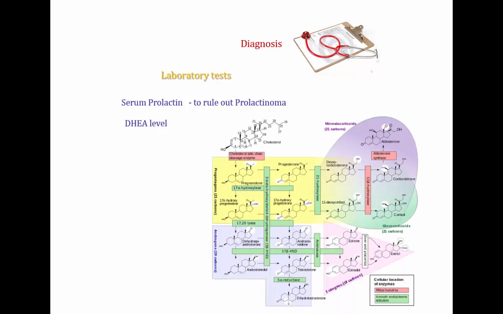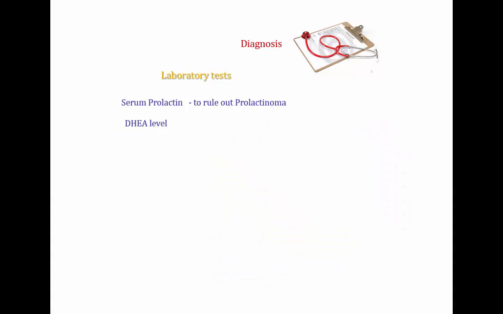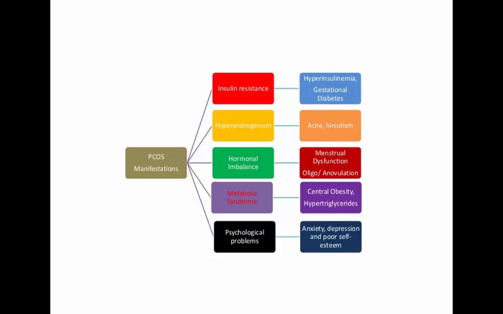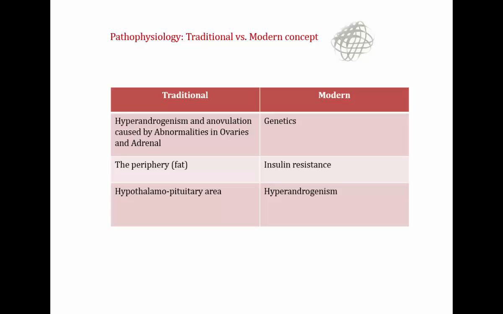Here you can see what I said. These are androgens, and they are aromatized to estrogens, and the other pathway is for the secretion of testosterone. So they are coming from the same precursor. This is an overview of PCOS manifestation: insulin resistance, hyperandrogenism, hormonal imbalance, metabolic syndrome, and psychological problems.